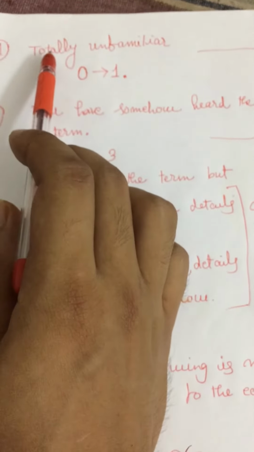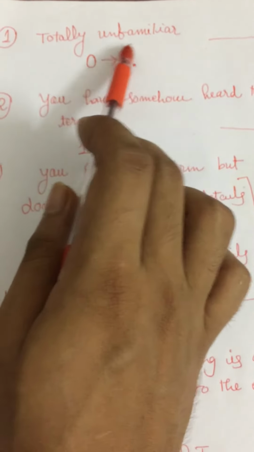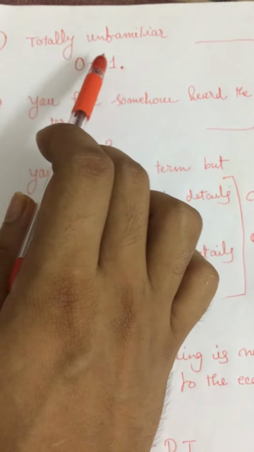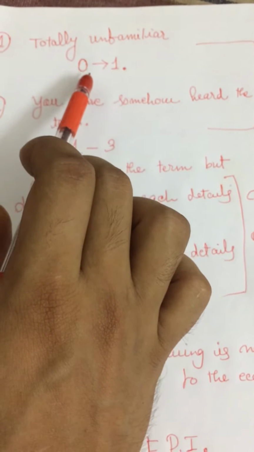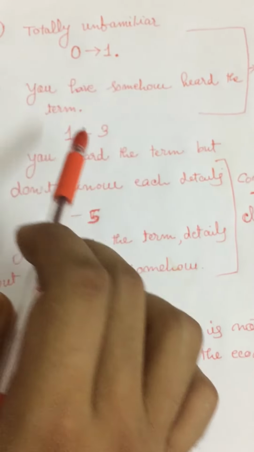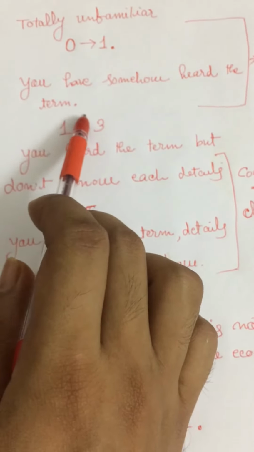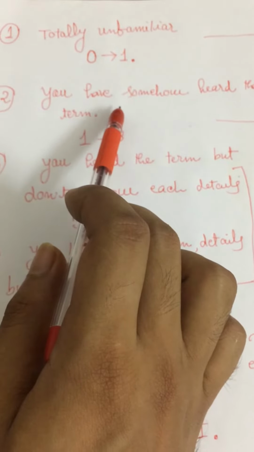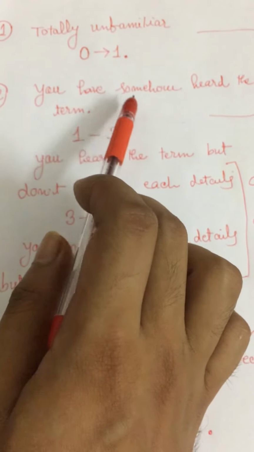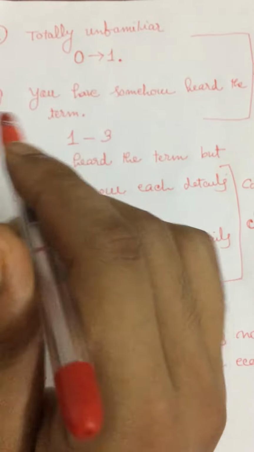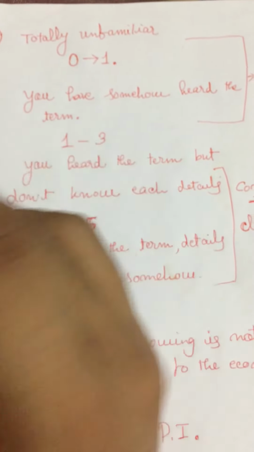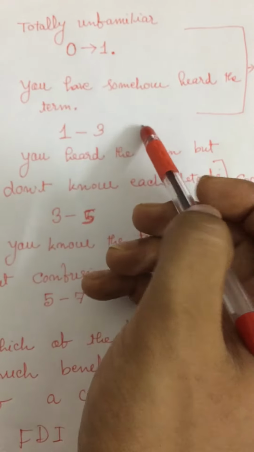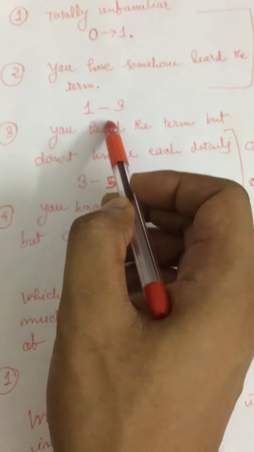For example, the first point is totally unfamiliar. Totally unfamiliar means most of the questions in your question paper are totally unfamiliar, and your score is 0 to 1. Then, you have somehow heard the term. The questions asked in your paper, you have somehow heard in the past, but you are not sure. Your score is 1, 2, 3.